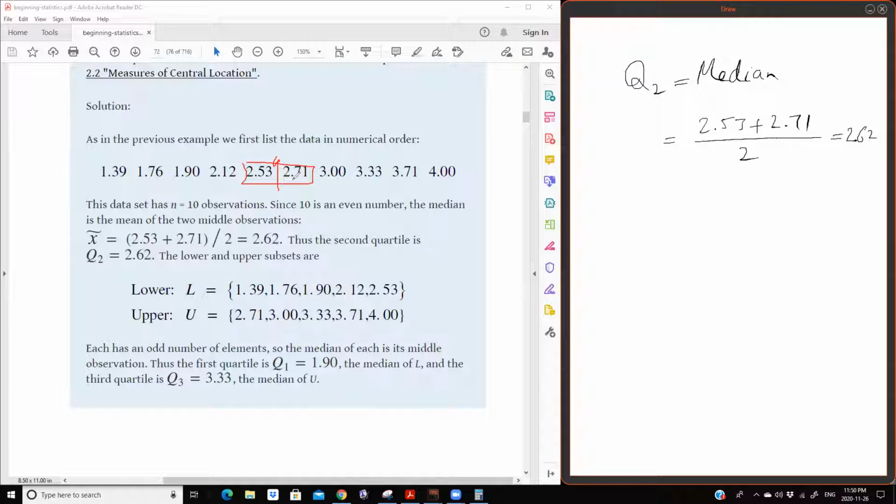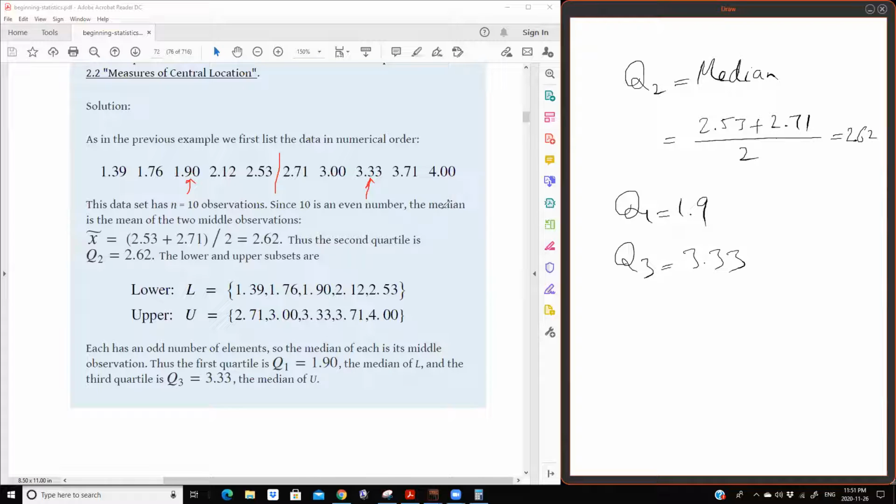That's your Q2. Now, how do you get your Q1 and Q3? You can think of Q1 as the middle of the first half. So 1, 2, 3, 4, 5. Just divide this into 2 halves. Find the median of the first half. The median of the first half is going to be the middle number here. So that's your Q1, 1.9. And the second half also has a middle number that's here. That would be Q3, 3.33. Make sense?